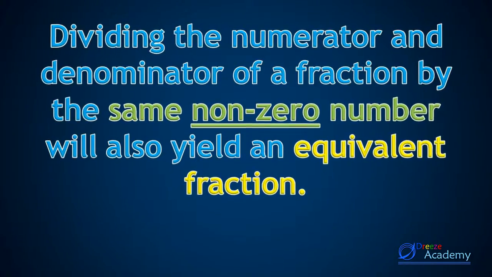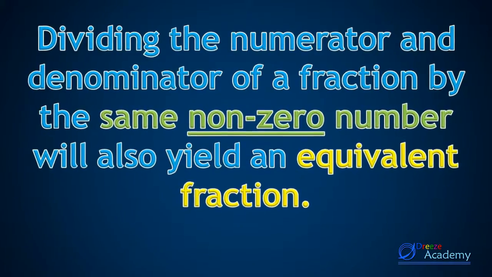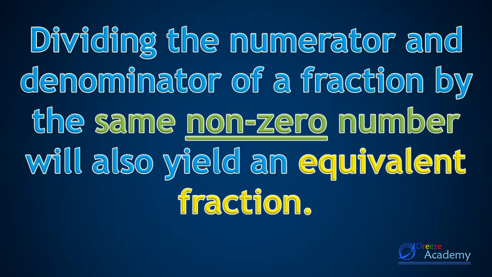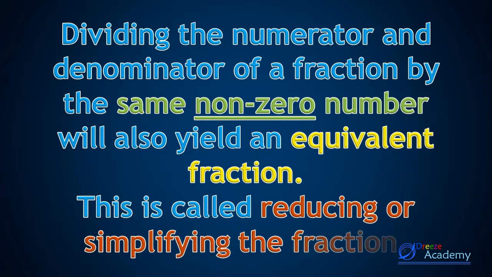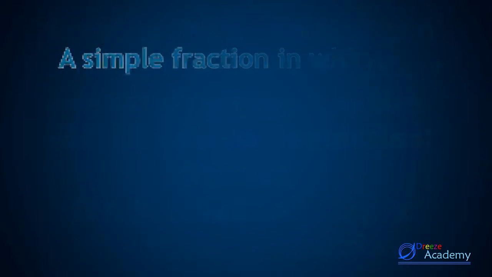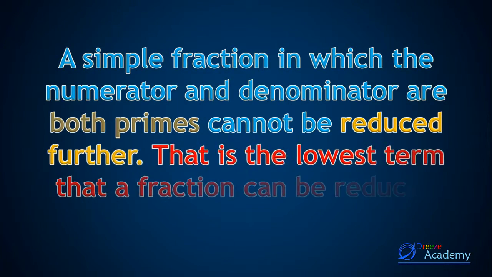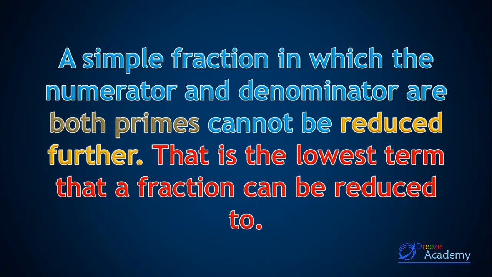Similarly, dividing the numerator and the denominator of a fraction by the same non-zero number will also yield an equivalent fraction. This is called reducing or simplifying the fraction. A simple fraction in which the numerator and denominator are both primes cannot be reduced further. That is the lowest term that a fraction can be reduced to.